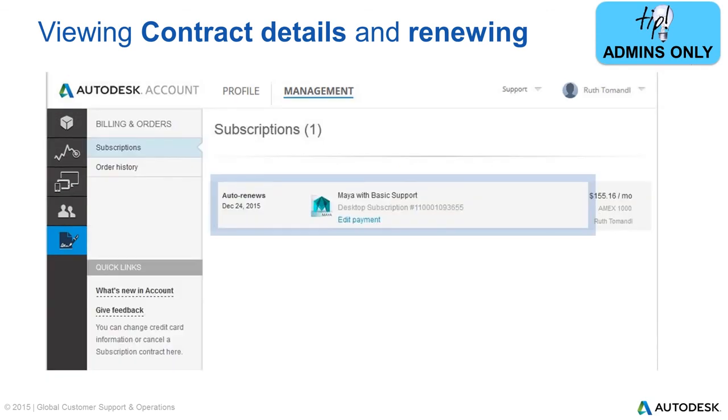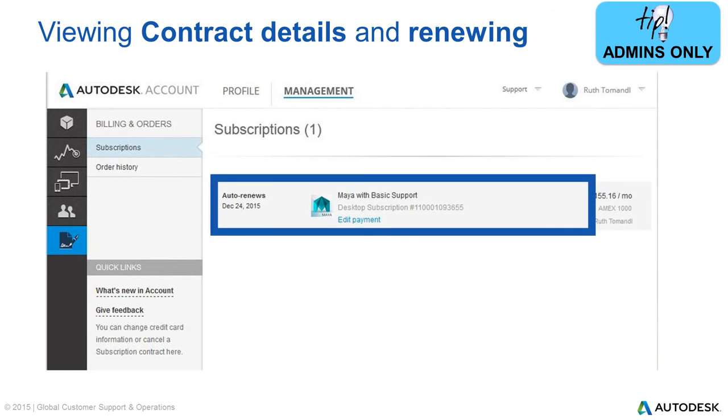Here's an example of what a desktop subscription would look like in the billing and orders area. We can see the date of auto renewal, options for editing our payment, and current cost. You can also access contract details from various points throughout your Autodesk account, like from the product details drawers that we saw earlier and the action menus.